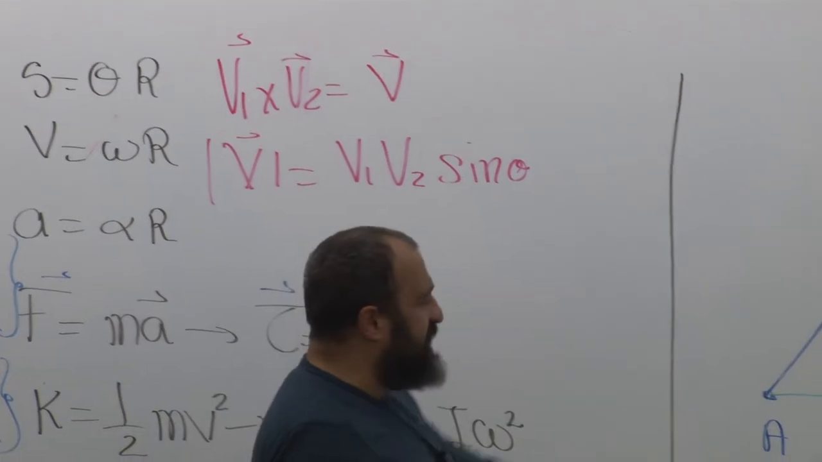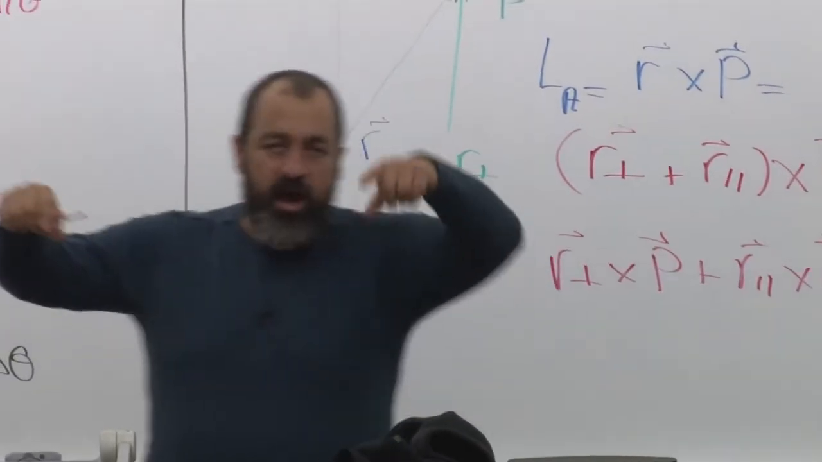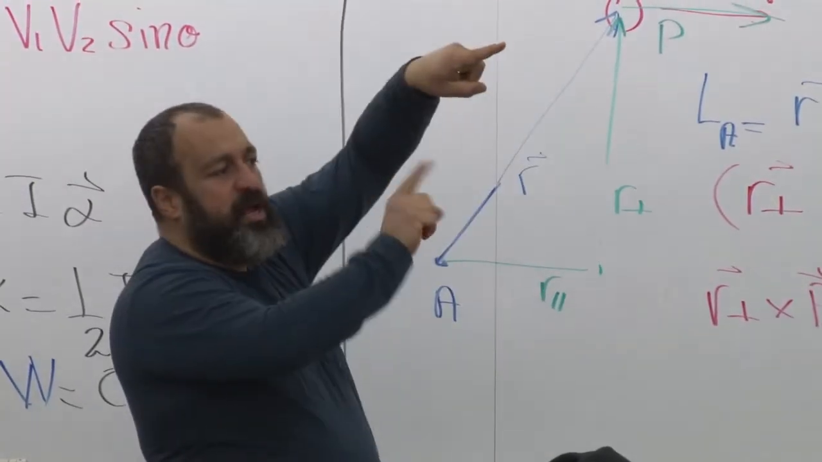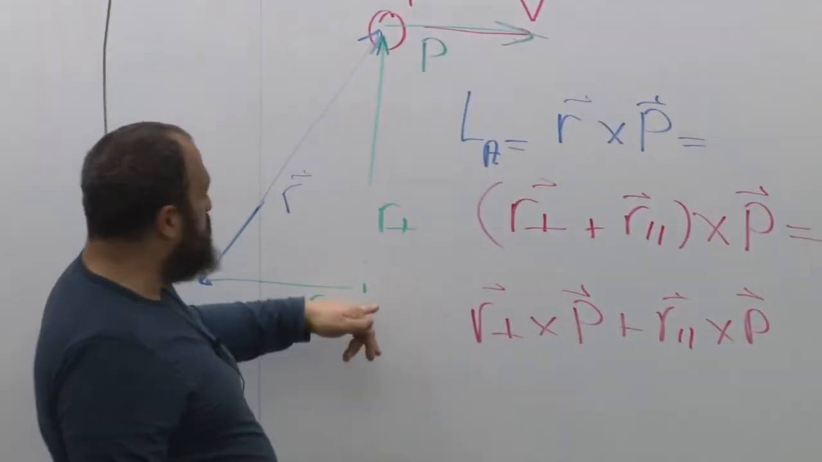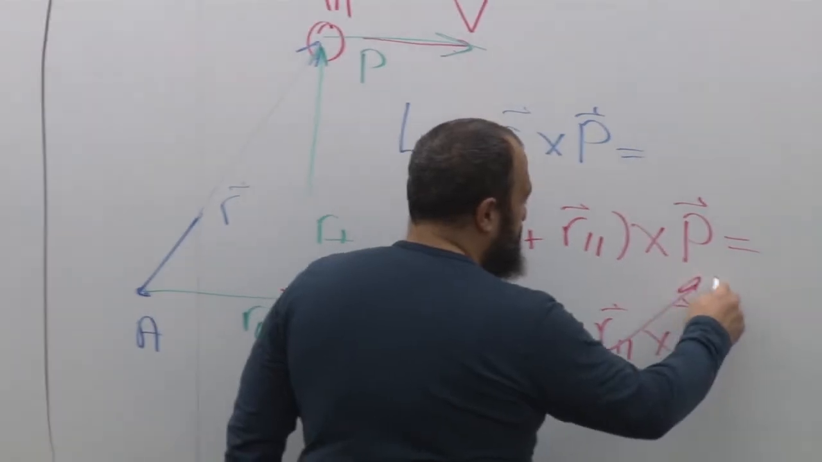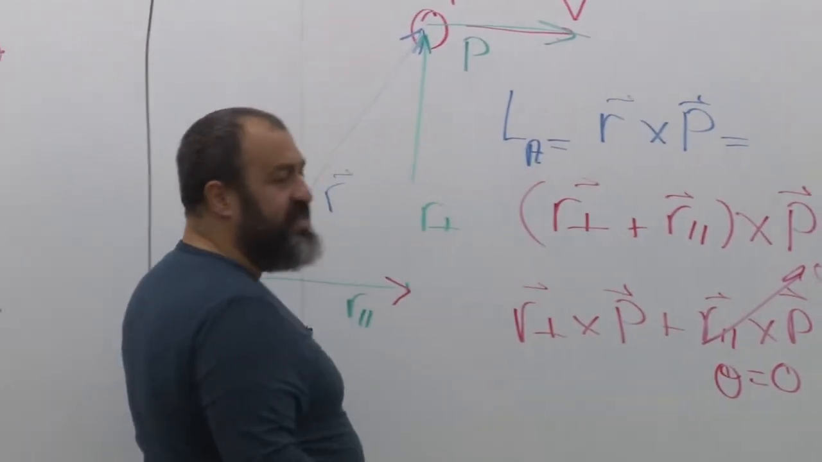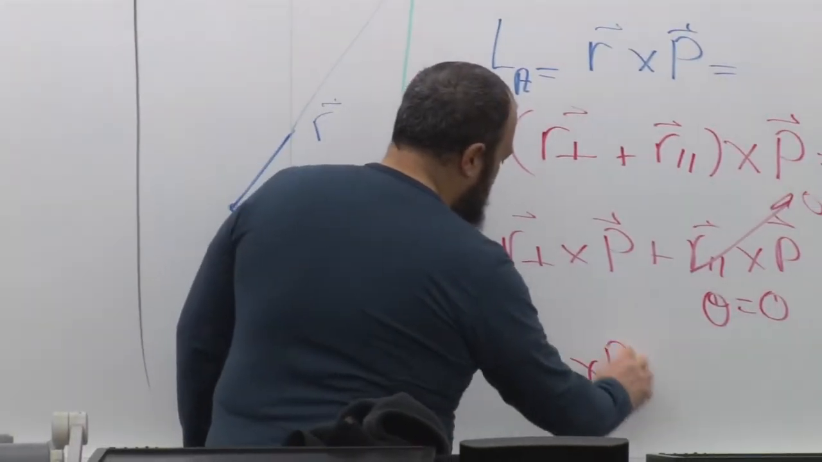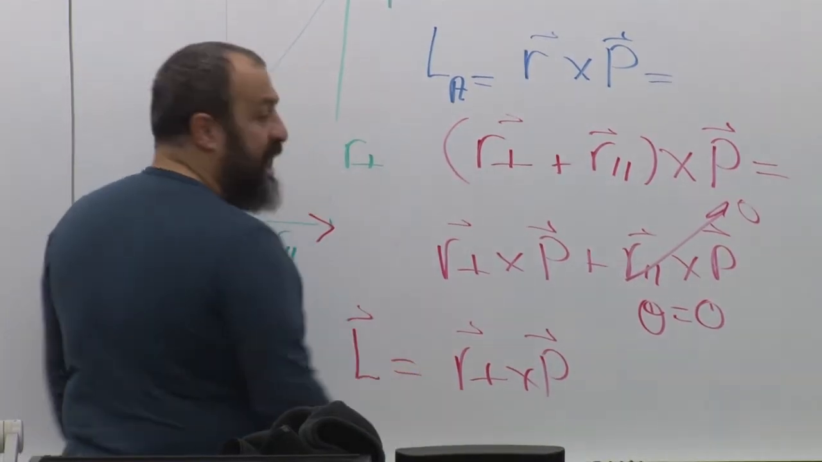So what am I taking in this case? R parallel cross P. I am breaking up R into two components, one parallel to P, one perpendicular to P. The one that is parallel to P makes an angle of what with P? 0 or 180, right? In this case, 0. So that is identically 0, because theta is 0, sine theta is 0. So the only thing that survives out of this is R perpendicular cross P. Okay, so the L vector is given by that.